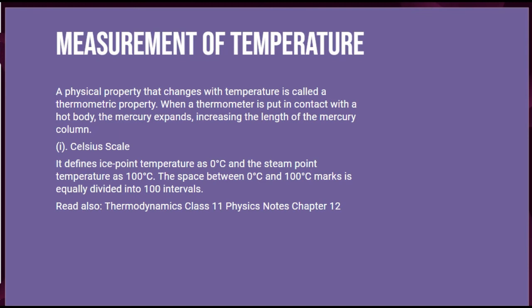Celsius scale. It defines the ice point temperature as 0 Celsius and the steam point temperature as 100 Celsius. The space between the 0 and 100 Celsius marks is equally divided into 100 intervals.